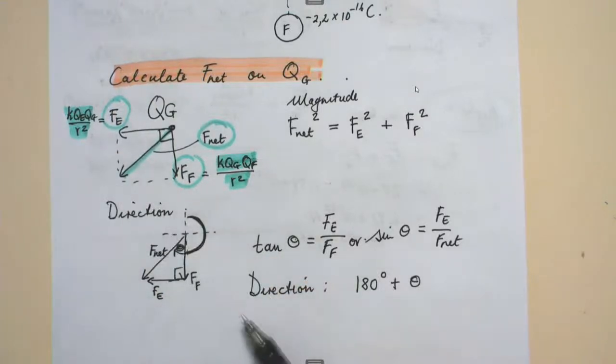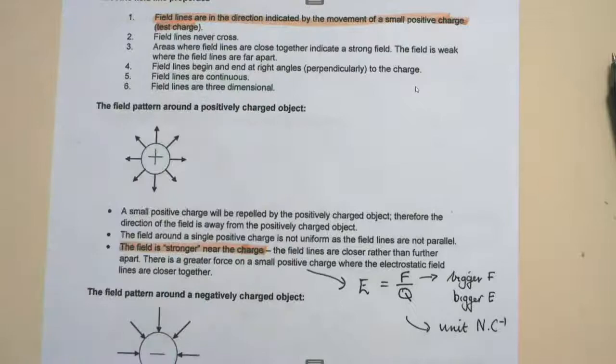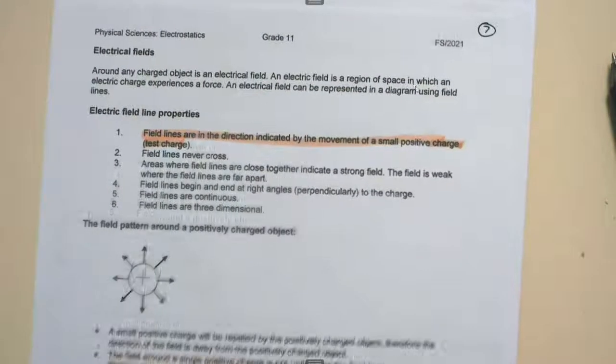So there's a bit of trigonometry when we go into 2D with our forces. All right, so that is an important part there. Good. Now that is the work and calculations in terms of Coulomb's law. Now we're going to go to electrical fields.